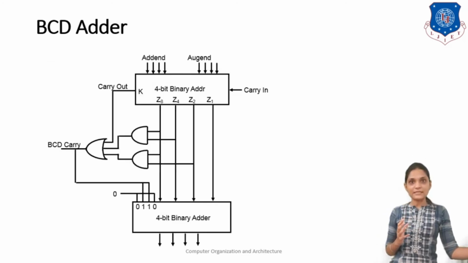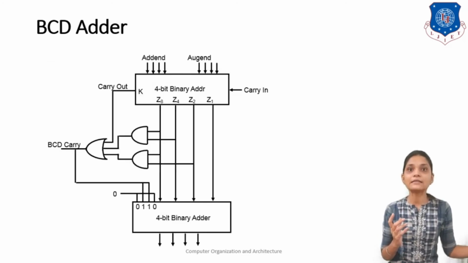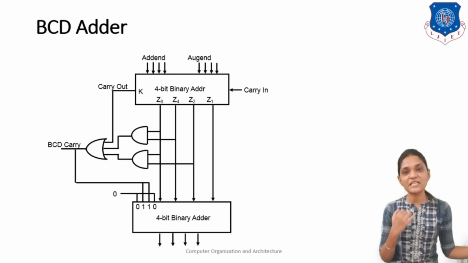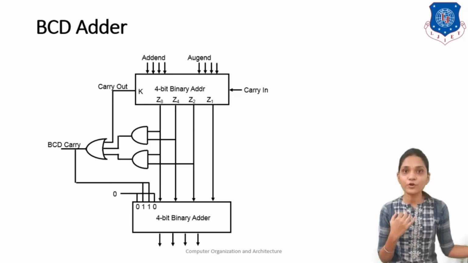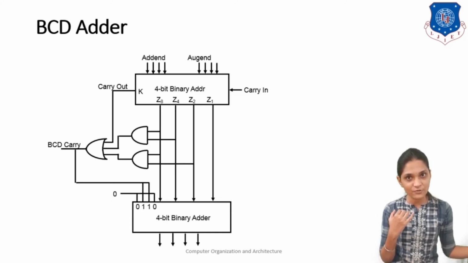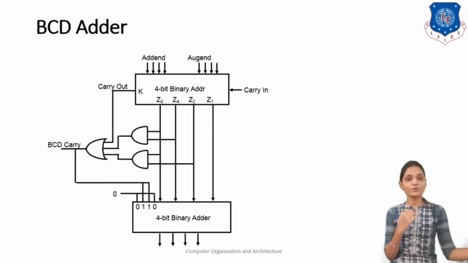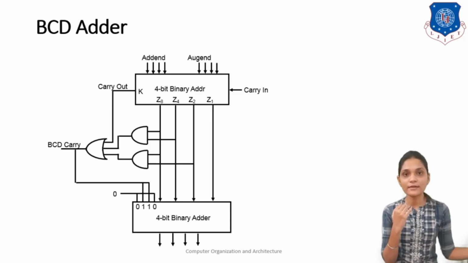So this can be like this. Here we have the addend, augend, and the addition result, that is Z1, Z2, Z4 and Z8, and that we require to convert into proper BCD format. For that we require to check the carry flag, or the AND of Z8 and Z4. If it is 1, then we have to add 6 into it. And if Z8 and Z2 are both 1, then also we have to add 6 into your result.